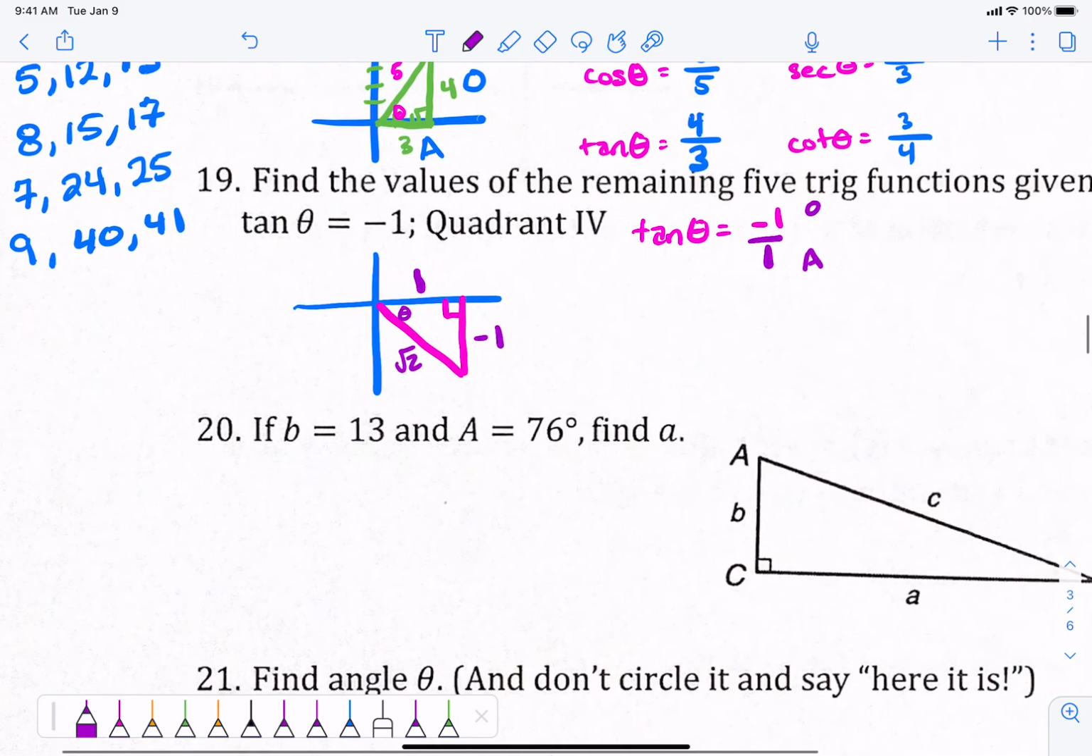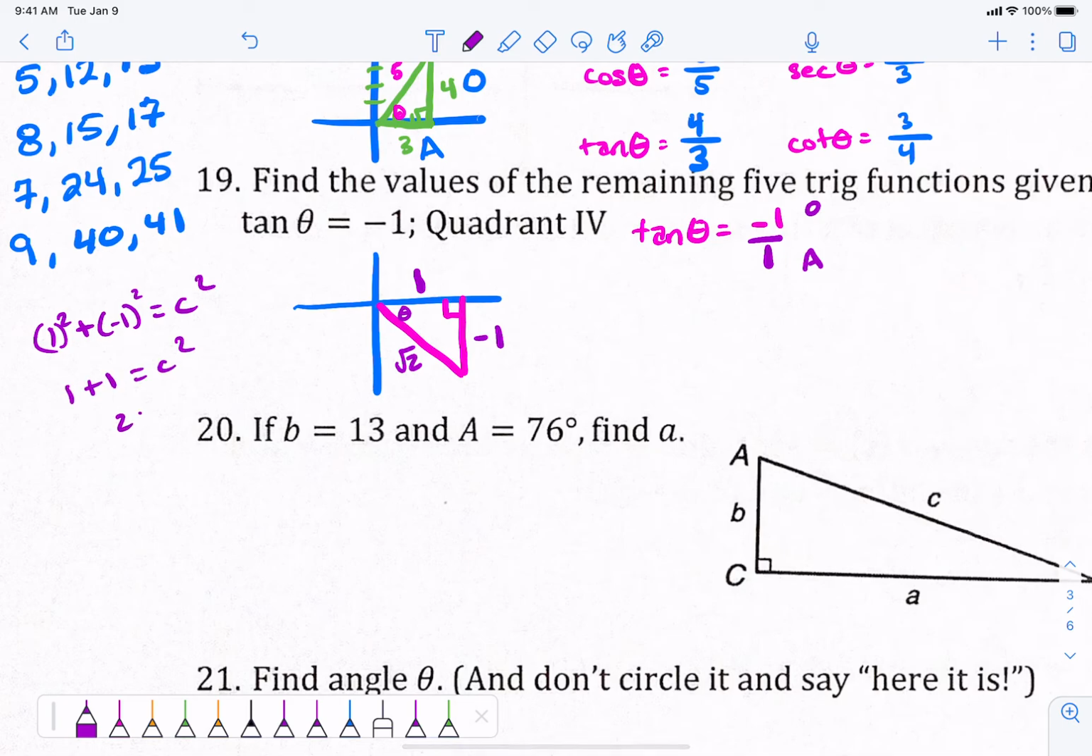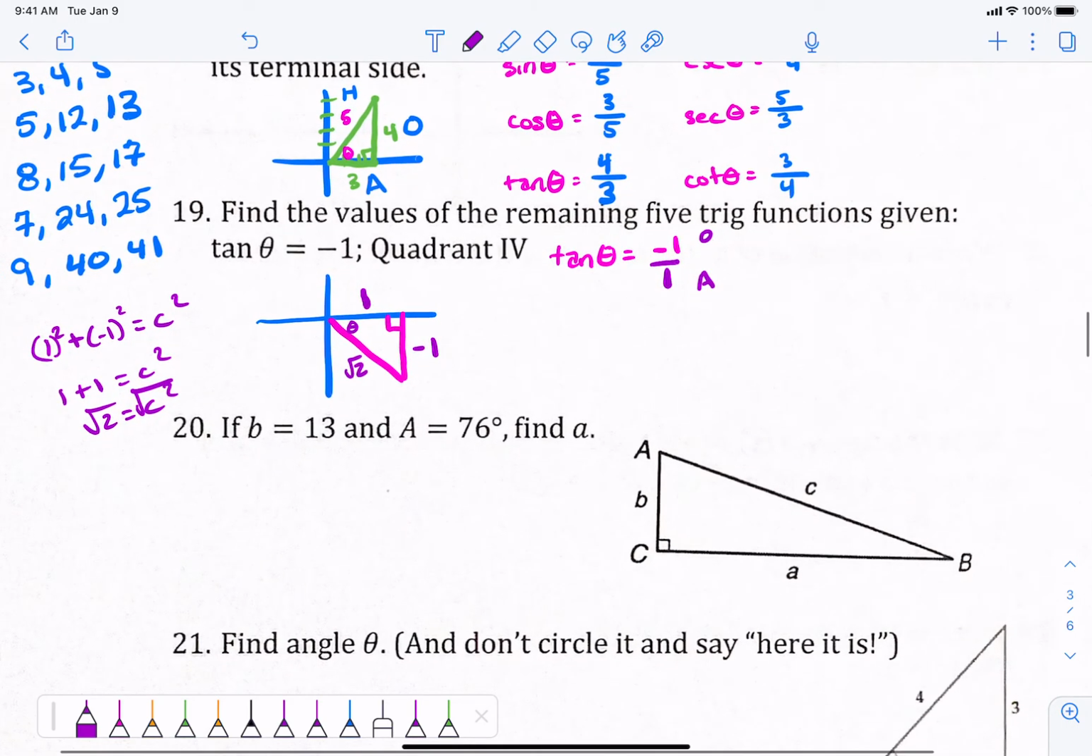Do you want me to write out the Pythagorean theorem? Yeah. So 1 squared plus -1 squared equals c squared. 1 plus 1 equals c squared. So 2 equals c squared, and then the square root. There's your Pythagorean theorem. Okay, so we've got all the sides.